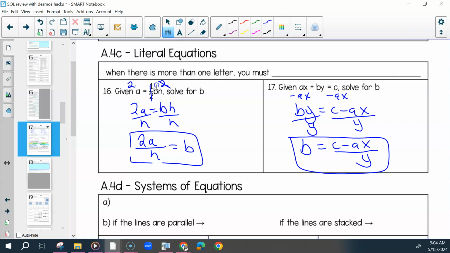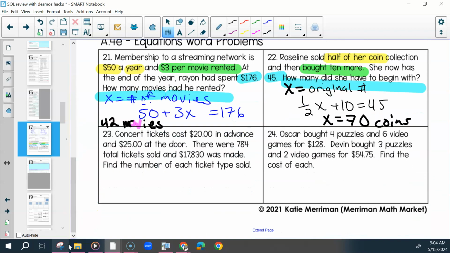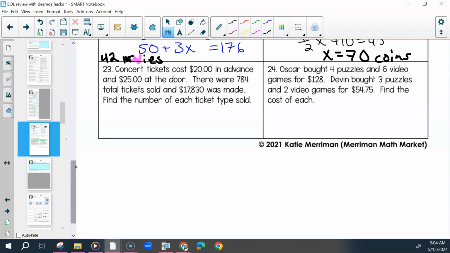We do 24 on A4E. So on the same page, A4E at the bottom, number 24. Oscar bought 4 puzzles and 6 video games for $128. Devin bought 3 puzzles and 2 video games for $54.75. We need to find the cost of each.